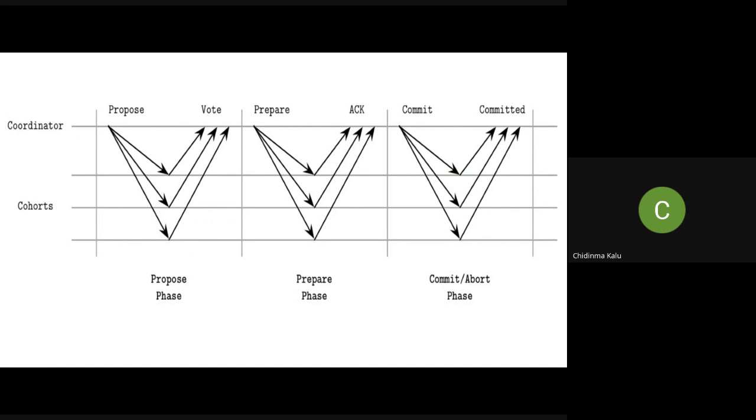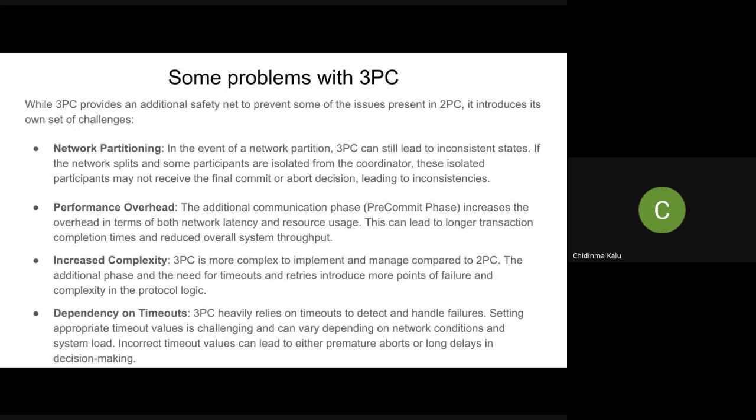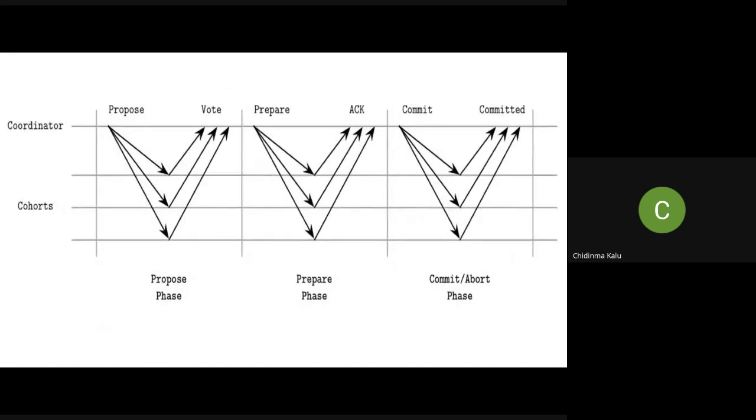Any questions? No? Okay. Now let's look at some of the problems. You can ask. Okay.